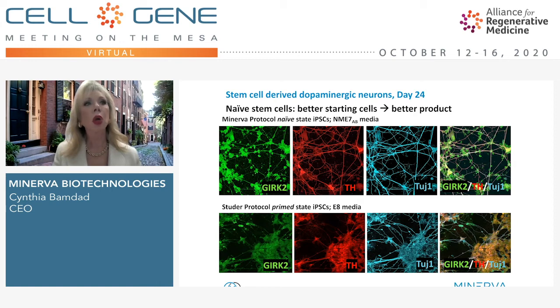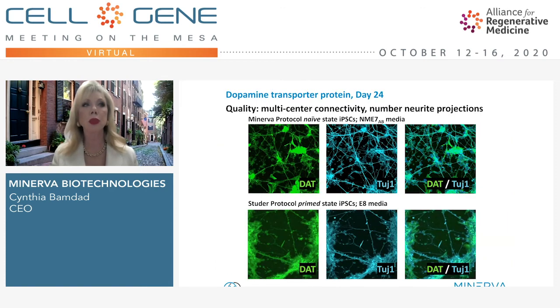And the top row have been made from Minerva's naive stem cells, having been grown in NME7. The bottom row are primed state stem cells that were grown in E8 media. And then the bottom row was differentiated according to the Lorenz-Studer protocol. And the top row is the Minerva protocol that we did, an important improvement to Lorenz-Studer's protocol for making dopaminergic neurons. And in this slide, we're showing dopamine transporter protein, which is a very important protein.